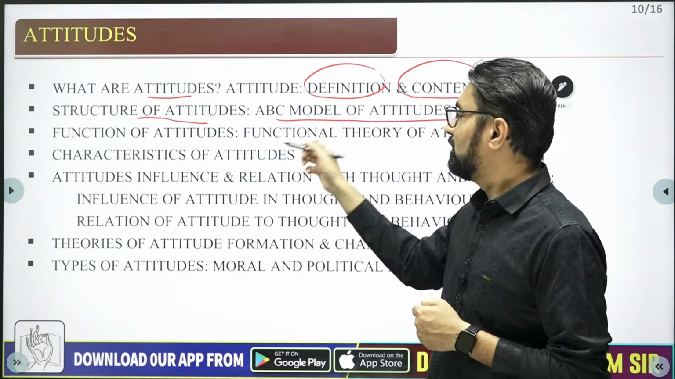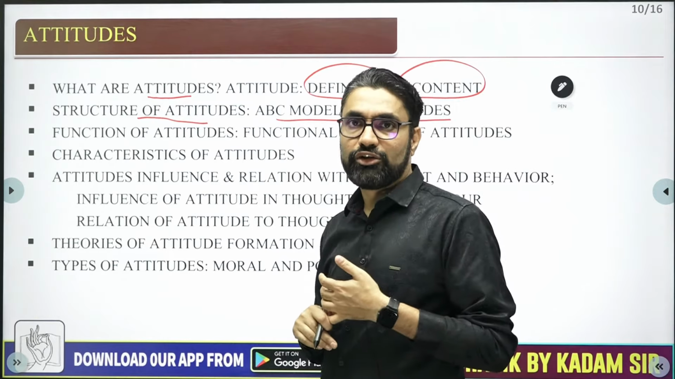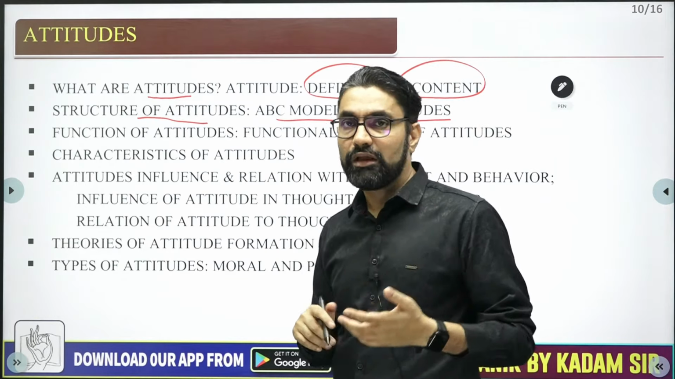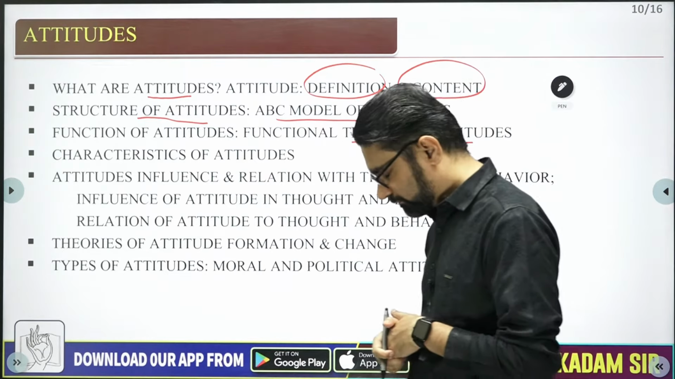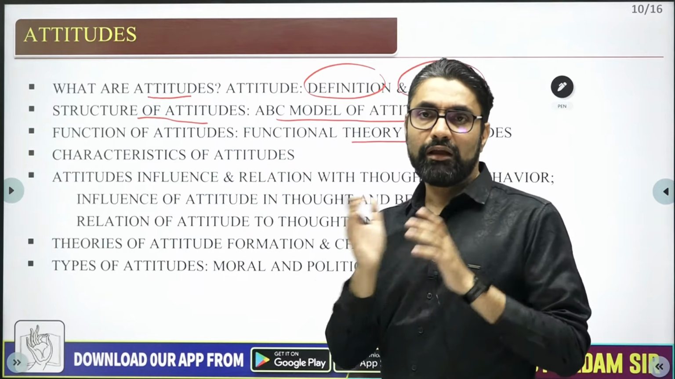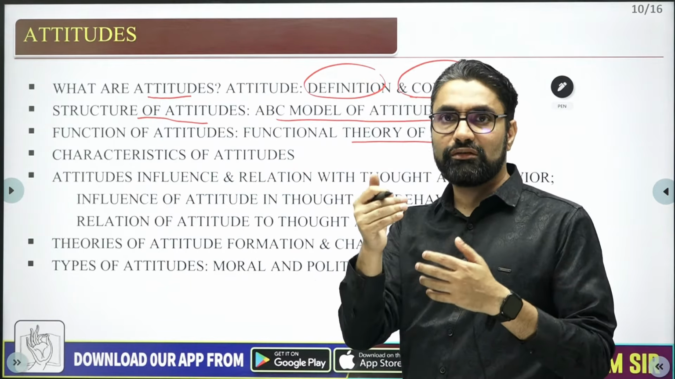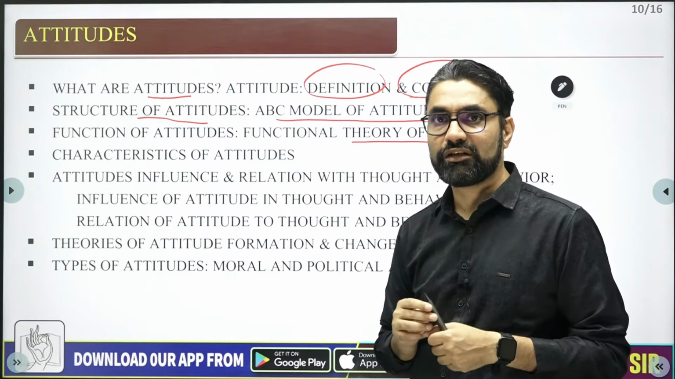After the ABC model of attitude, next is the functional theory of attitude, functions of attitude, okay. So in the functional theory of attitude or functions of attitude, and the ABC model we will study, I will give you a lot of examples, okay, of how any attitude that you have has these three components, and how they play a role with each other.